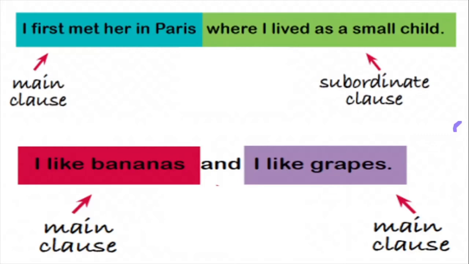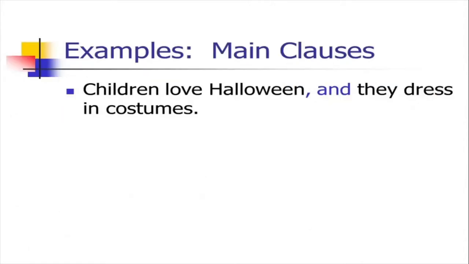Let us look at some more examples. See, this is a sentence. Again, we have two main clauses here. Children love Halloween and they dress in costumes. Now here we will try to see whether it fits the test of subject and verb. Let us see whether these two main clauses are standing up to the concept that every main clause should have a subject and a verb.